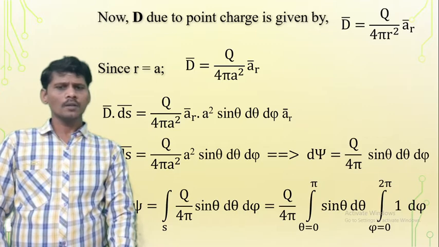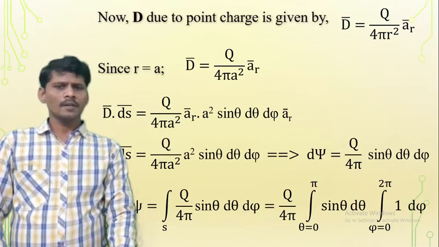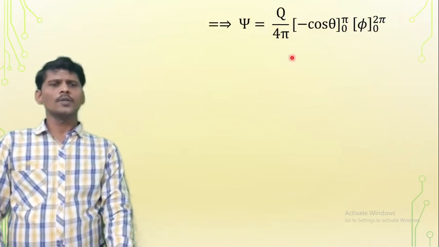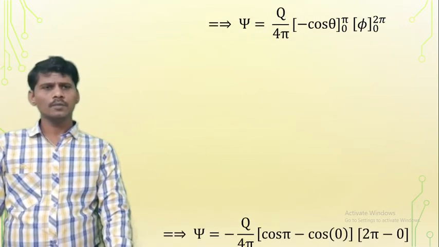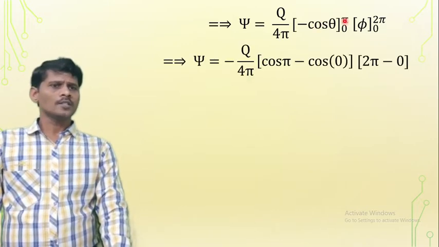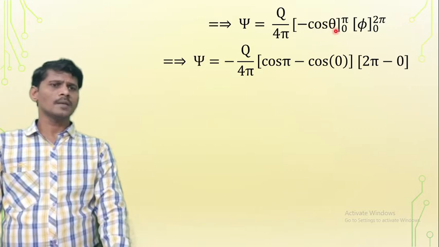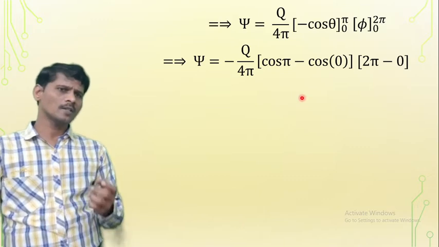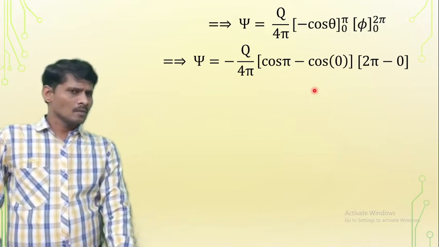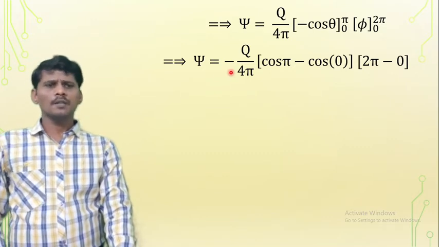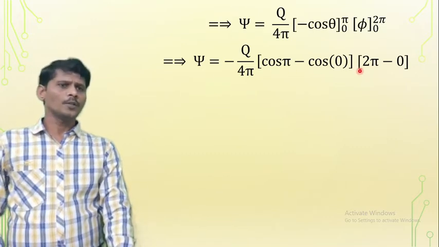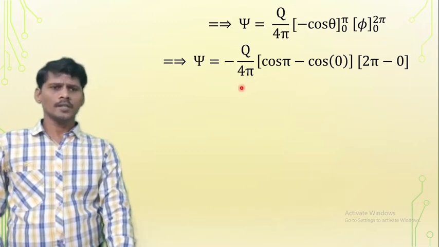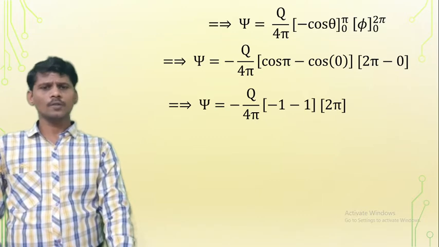Now substitute the upper value and lower value of theta and the upper value and lower value of phi. We get psi is equal to Q by 4 pi into. Now we substitute the limits of theta: minus cos pi minus cos 0, that is minus cos pi plus cos 0. Cos pi value is minus 1, so 1 plus 1 is 2. Multiplying by 2 pi, we get 4 pi, and the numerator and denominator 4 pi is cancelled. We get psi is equal to Q.